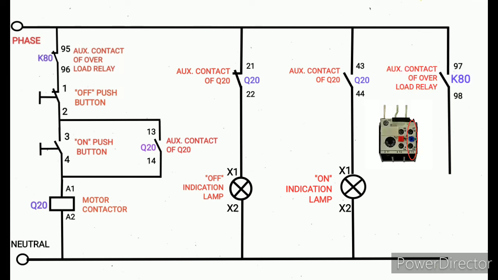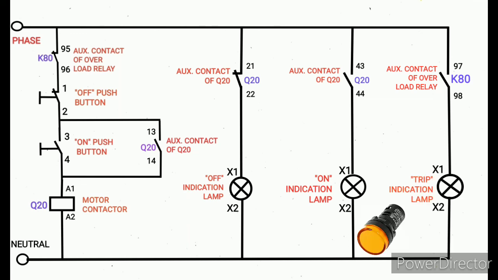Then we are going to draw the trip indication. If the motor trips, we need to know about that motor condition. It is connected to the overload relay auxiliary contact 97 and 98. It is NO. If the motor trips, the relay trips, so the NO contact comes to NC, then the indication lamp glows. It announces the tripping. So friends, this video comes to an end.